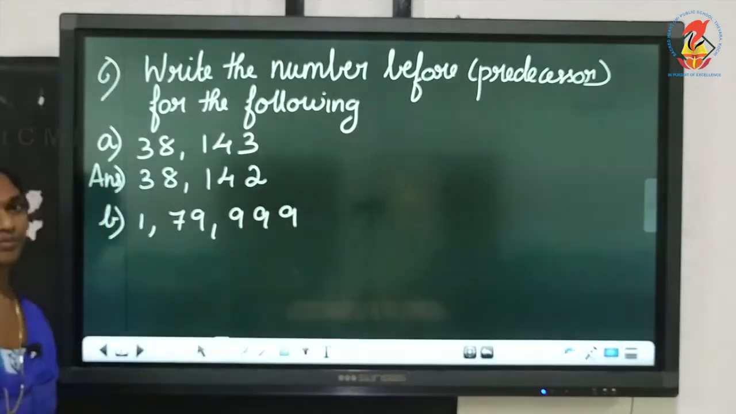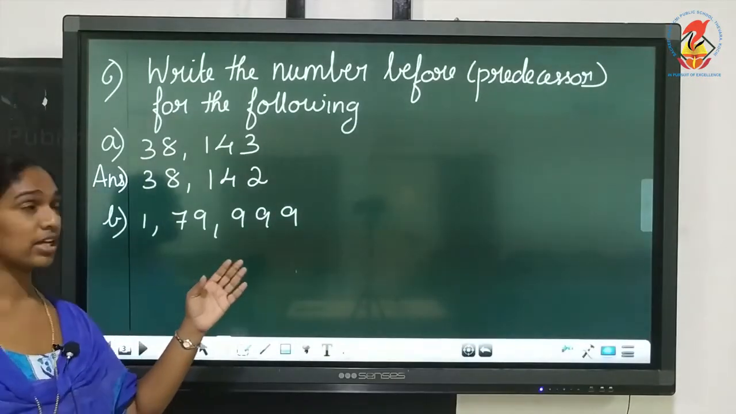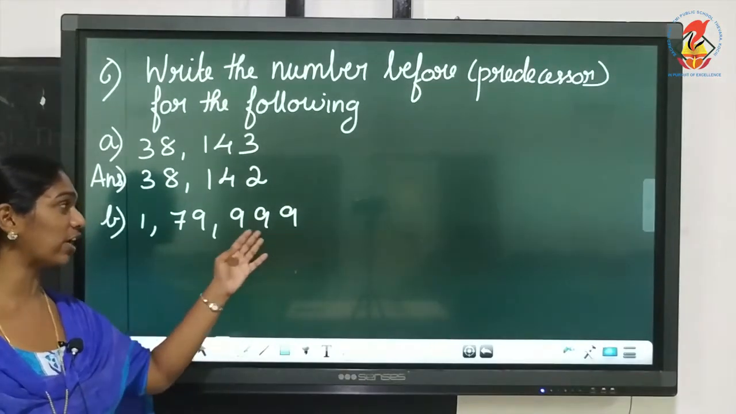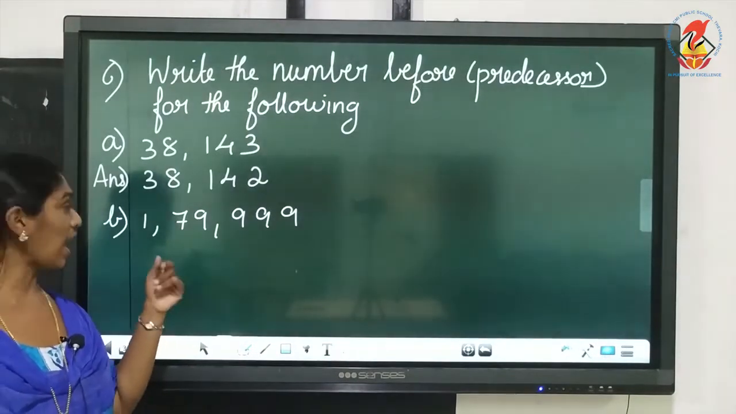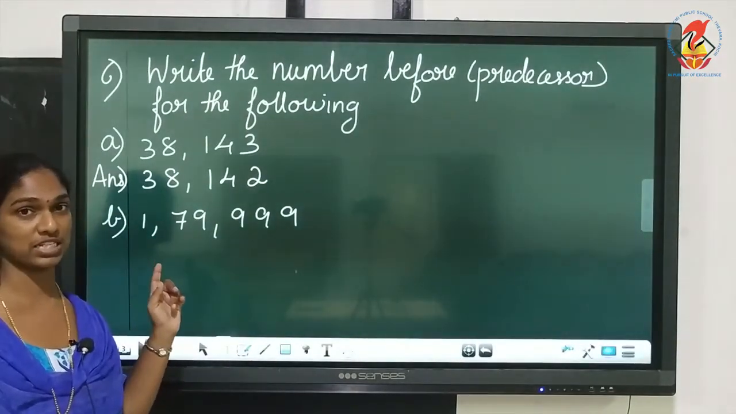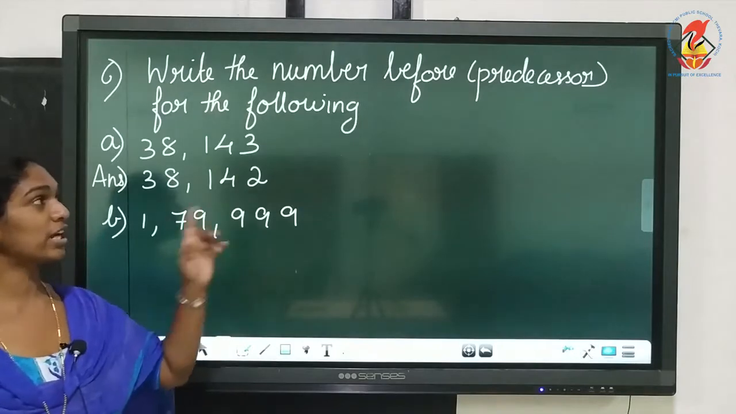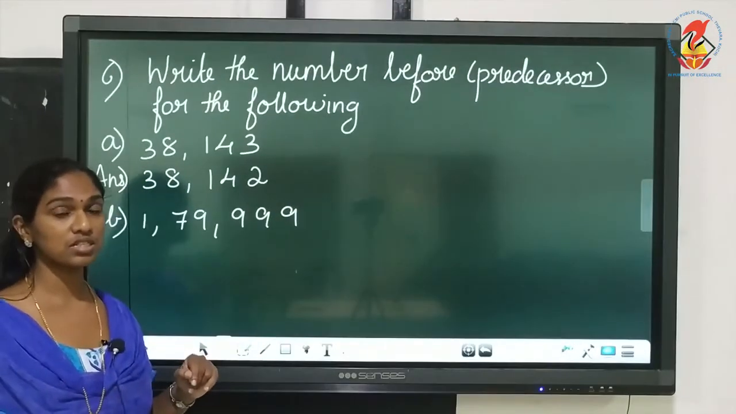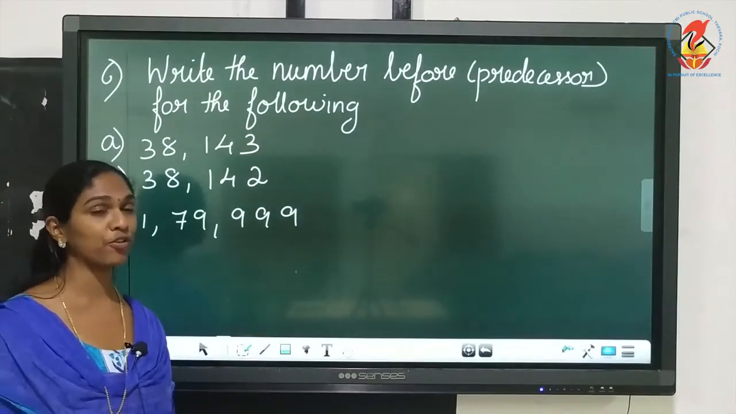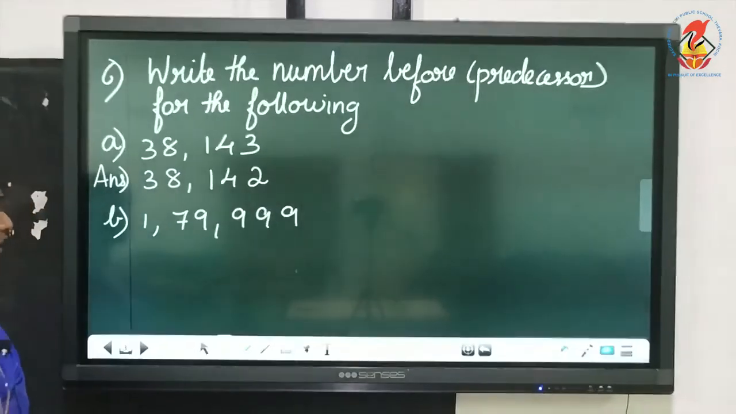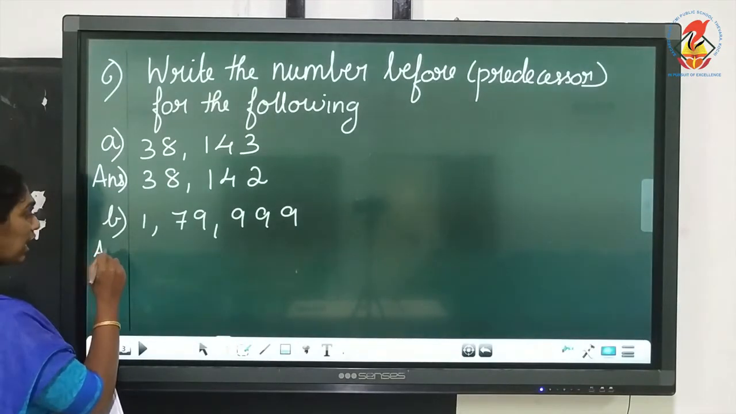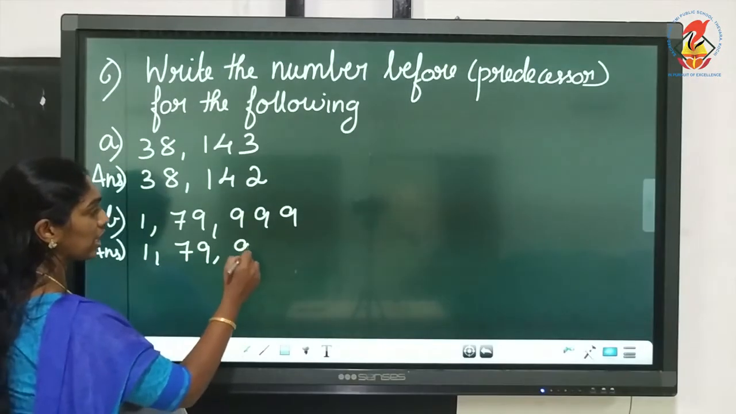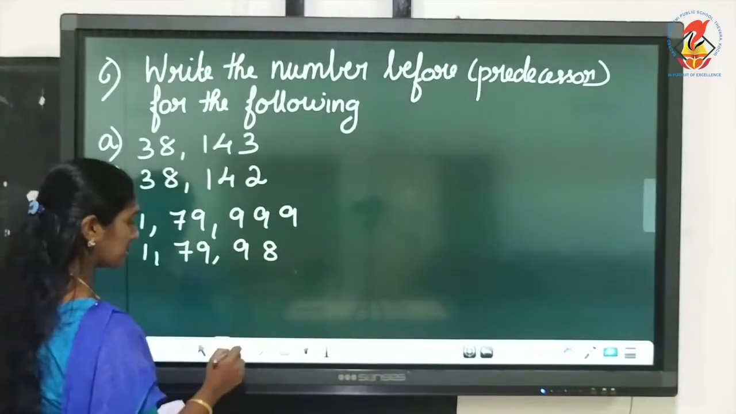1,79,999. Now children, this is predecessor, not successor. If it was successor, you could have made all the 9s 0 and the 7 would become 8. But now here it is a predecessor. So check the last digit. Last digit is 9. What is the number before 9? Yes, the number before 9 is 8. So you get 1,79,998.